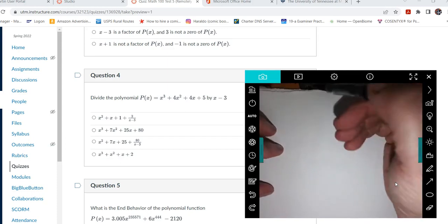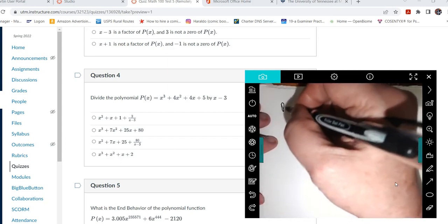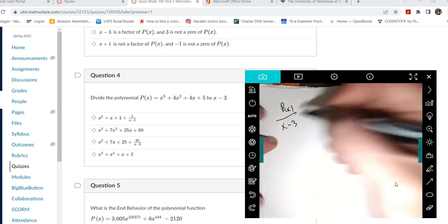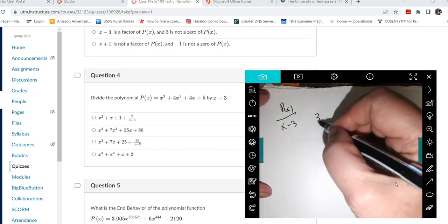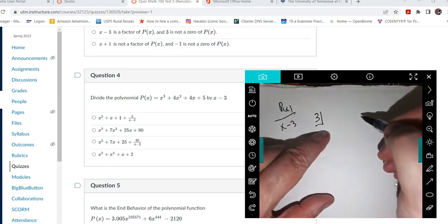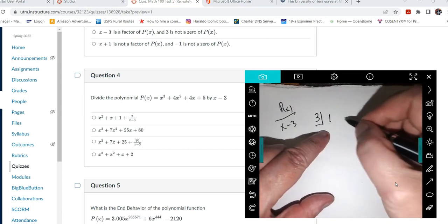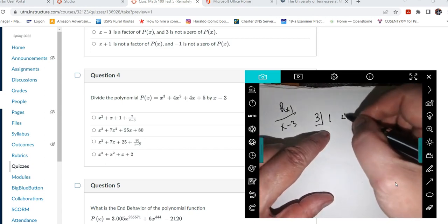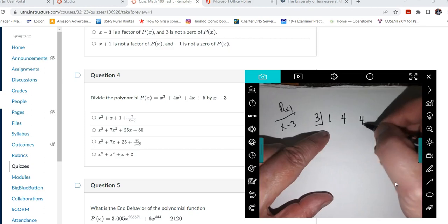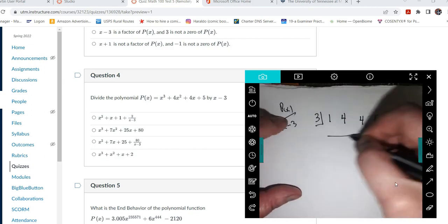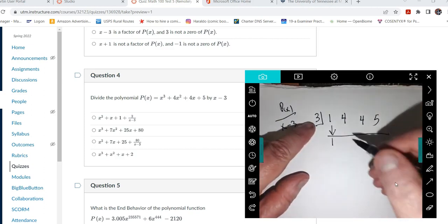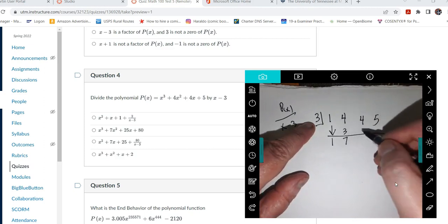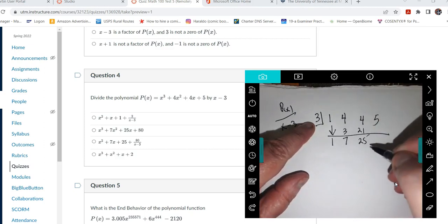So they want us to divide the polynomial p of x by x minus 3. So it's x minus the number in the box. And here I'm going to have the coefficients of my polynomial: 1 times x cubed, 4x squared, 4x and 5. Okay. So I do this, and I'm going to get 80.